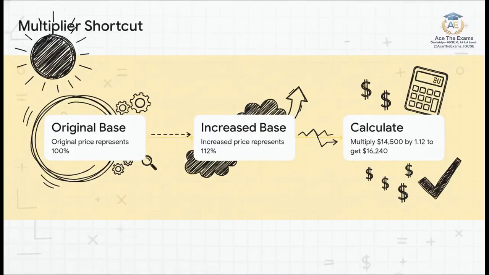Here is the absolute game-changer shortcut. Step 1. Recognize that the original price represents your 100% base reality. Step 2, instead of calculating 12% and adding it on later, just realize the new price is 112% of the original. So, Step 3, just multiply your base by the decimal equivalent of 112%, which is 1.12. 1.12 times $14,500 immediately gets you $16,240. One calculation, zero chance for addition errors.